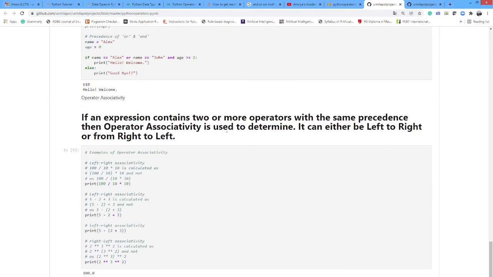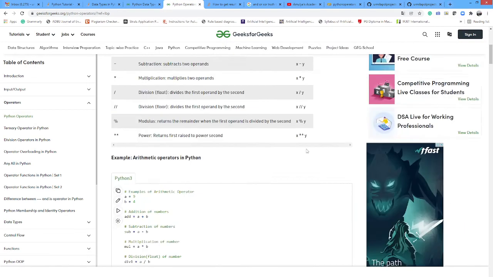Like that, various operators we can see here, different operators.